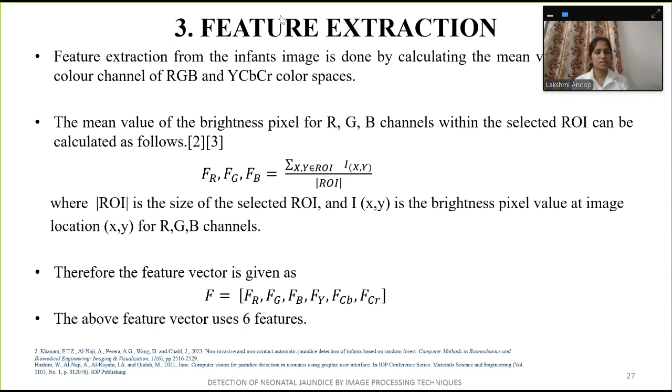Therefore, the feature vector is given as F is equal to FR, FG, FB, FY, FCb, FCr. These above feature vectors are used as 6 features for the detection of bilirubin levels from neonates.